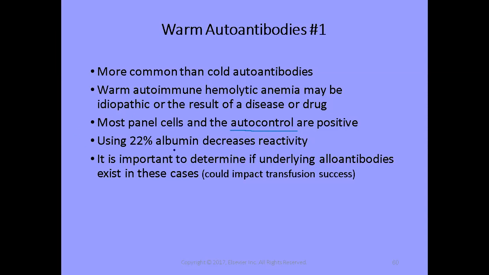So once again, using albumin as a potentiator can decrease the reactivity of the autoantibody, but we need to eliminate these reactions once again because we want to see if there is an alloantibody present as well that we're missing, because this is the one that could impact future transfusion success.